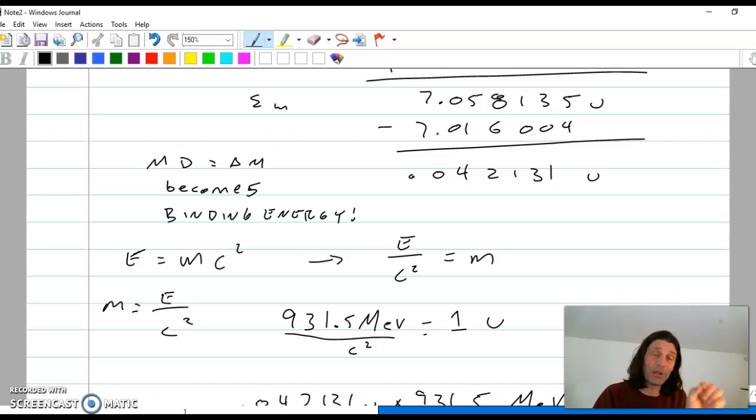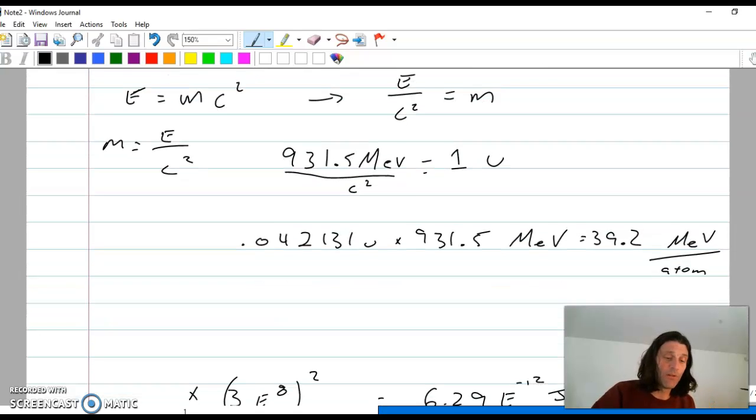So what we could do to get the number of electron volts holding one lithium-7 nucleus together, I'm going to take this difference in mass, multiply it by that conversion, and what we'll end up with is 0.042131 times 931 is 39.2 million electron volts for every atom of lithium, provided it's lithium-7.